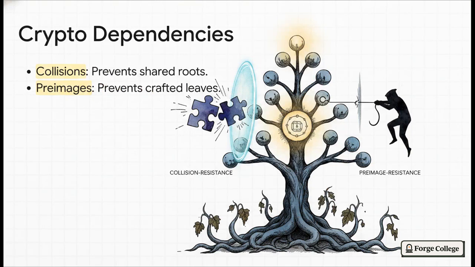Let's zoom in on that cryptographic dependence for just a second. A Merkle proof's basic guarantee relies heavily on two key things. First is collision resistance. This stops an attacker from finding two totally different sets of leaves that magically spit out the exact same root. Second is preimage-resistance, which prevents a bad actor from working backward from a known root to artificially craft a fake leaf that perfectly matches it. If the underlying hash function is weak or broken, the entire tree just rots from the inside out.